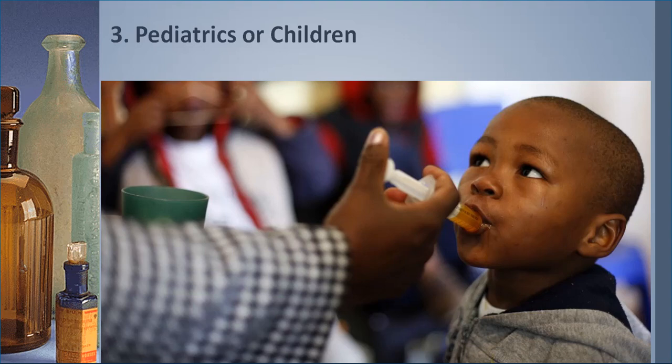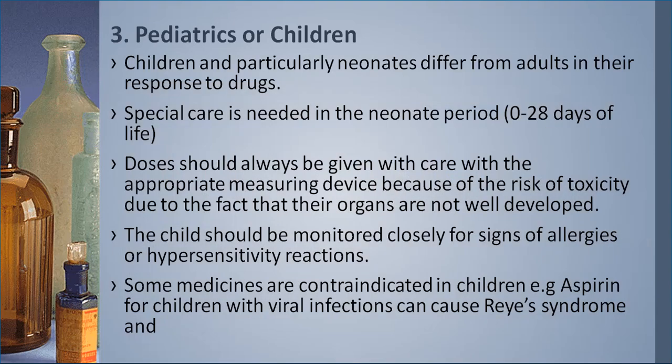The third precaution we are supposed to take is when we are giving medicines to children, or say pediatrics. It is important because children, particularly neonates, differ from adults in their response to drugs. This is because their liver and other body organs are not well developed or matured. So special care is needed in the period between 0 to 28 days, that's in their first month of life, because their organs and everything they have is very, very weak.